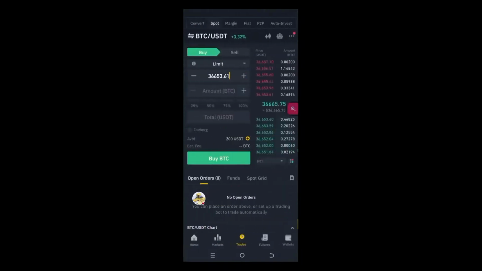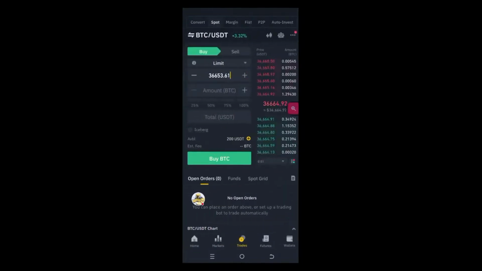So let me go back. This is the spot trading section, right? The reason why I tend to use the spot trading section more than the convert is because most of the pairs are in the spot trading section, okay? Most times when you go to convert, you may not see these pairs, or you may not see these pairs appear the way they appear in spot trading.